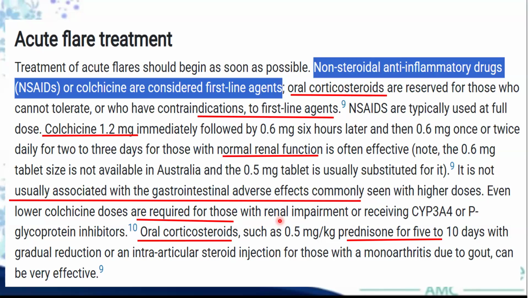So if there's multiple joint involvement, you can consider oral steroids, again an MCQ, right? When do you give oral, and when do you give intra-articular? Oral steroids is if there's multiple joint inflammation. If there's one or two joints, you can try intra-articular injections, right? So if there's monoarthritis. So remember that where it is contraindicated, right? Otherwise, first line is NSAIDs or colchicine.